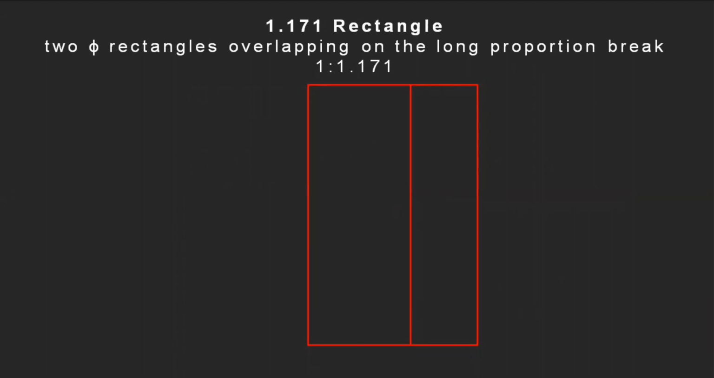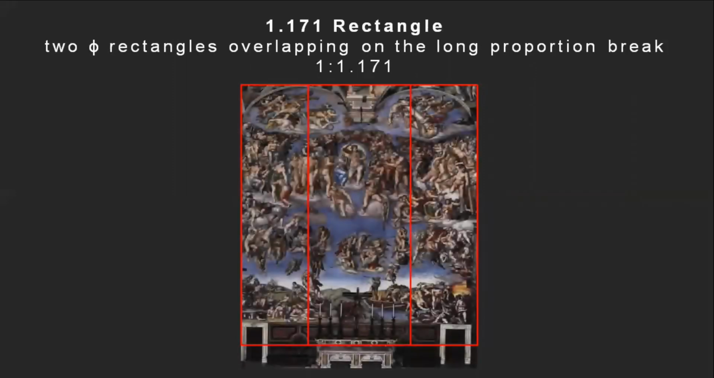If I overlap on top of that another golden mean rectangle, which intersects on that proportion break as well, then I'll have a rectangle with a proportion of 1 to 1.71. We might find this proportional rectangle somewhere like the Sistine Chapel. Here is Michelangelo's The Last Judgment, and you'll see that from the top of this wall painting down to where the altar lies creates a proportion of 1 to 1.71.